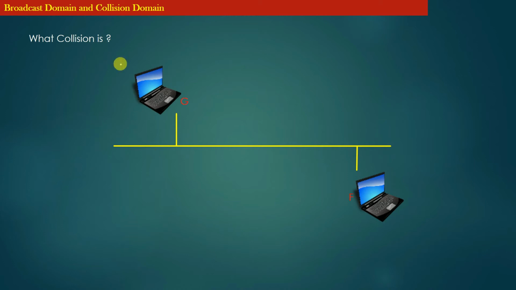But before going to an example, let us first understand what exactly collision is and why collision happens. So suppose there are two machines, machine G and machine F, both connected to the same physical wire. Now suppose machine G transmits its data on this physical wire. Data is nothing but a sequence of bits. So let us suppose that the machine transmits bits 1010 on this physical wire.